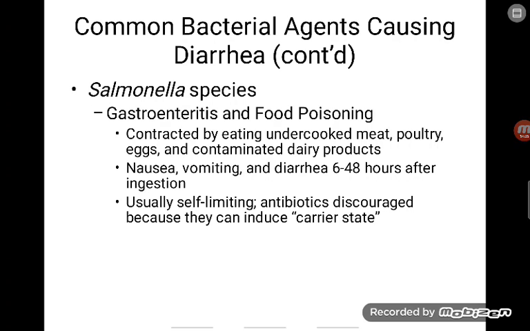The main symptoms associated with gastroenteritis and food poisoning caused by Salmonella include nausea, vomiting, and diarrhea, which develop 6 to 48 hours after ingestion of the food. Usually the illness is self-limiting. Antibiotics are discouraged because they can induce a carrier state, so it's better to leave it untreated with antibiotics and treat conservatively.